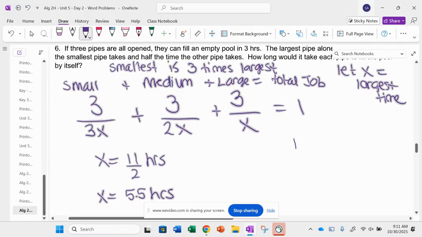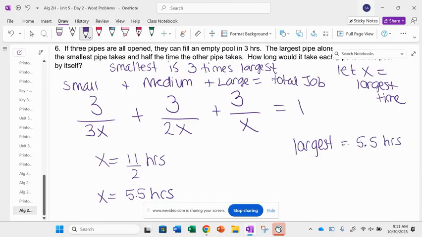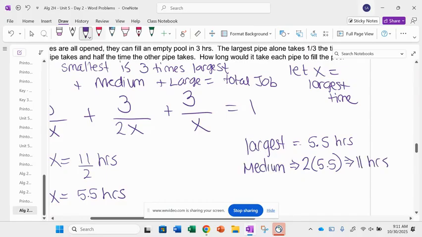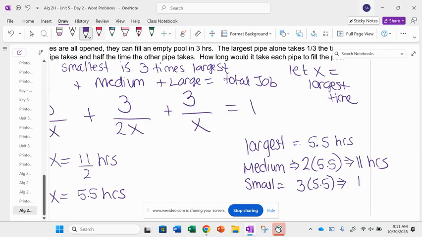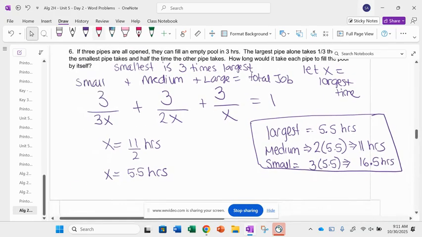Charlie? Good, the largest. So we know the largest equals 5.5 hours. So then the medium is going to be 2 times 5.5, which is 11. And the small is going to be 3 times 5.5, which is going to be 16.5 hours. These aren't so bad, right?